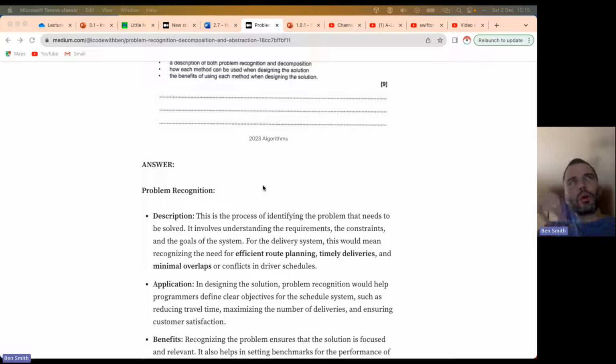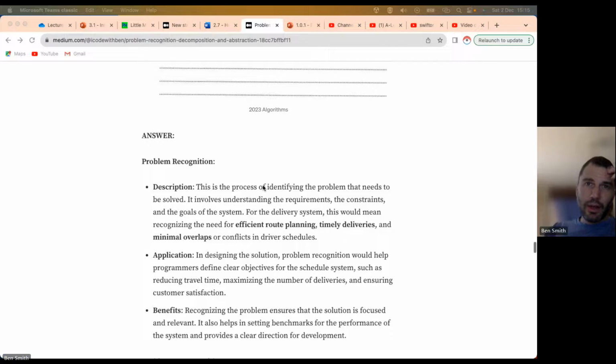And then, so what's the advantages? What's the benefits of breaking this down? Well, we're going to have a more focused solution. We'd be able to define clear objectives for the system. We're going to be able to reduce travel time and maximize the number of deliveries.